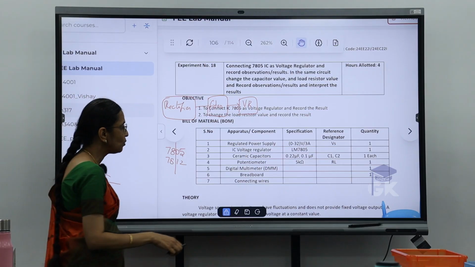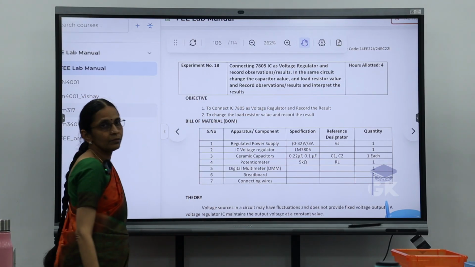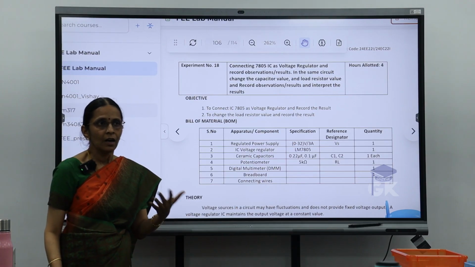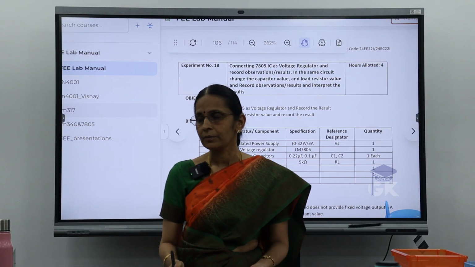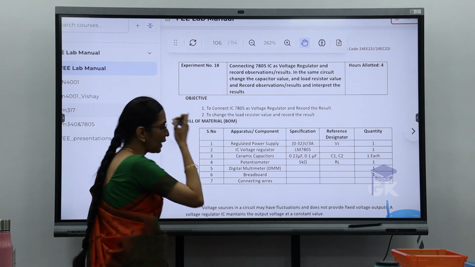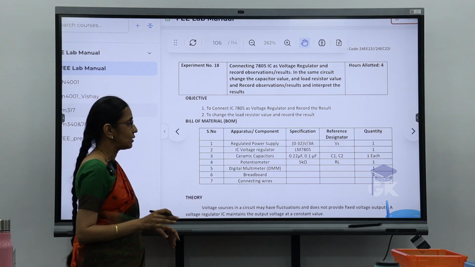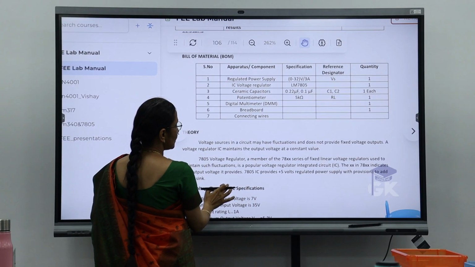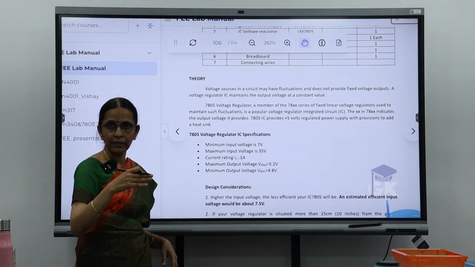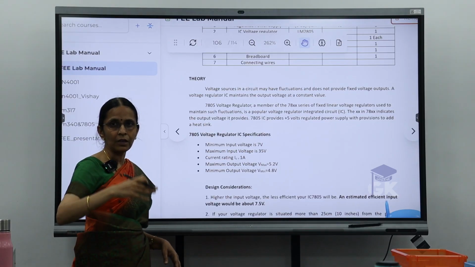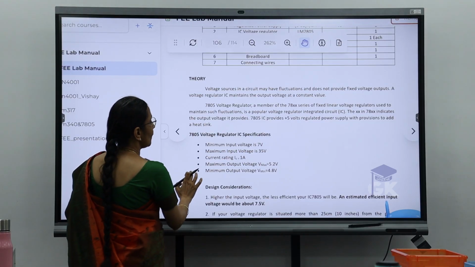So what should be the output for us if I am using a 7805? 5 volt. We should be able to get the output equal to 5 volt. Now before connecting that, we should know what this 7805 is basically. In your experiment, it is a separate one, 7805 itself, load regulation, line regulation. But here we are just trying to construct it like a power supply unit.